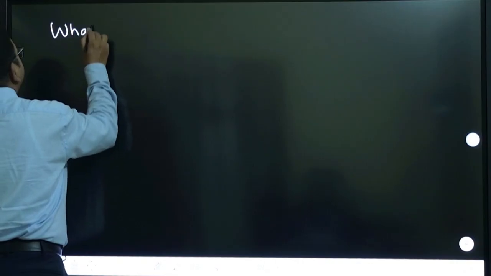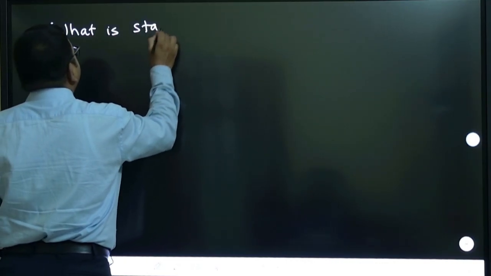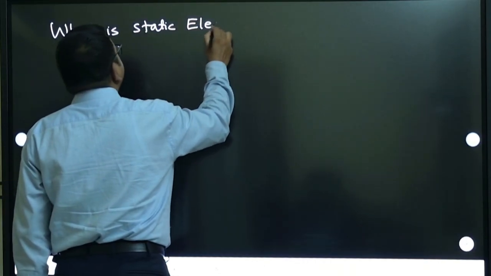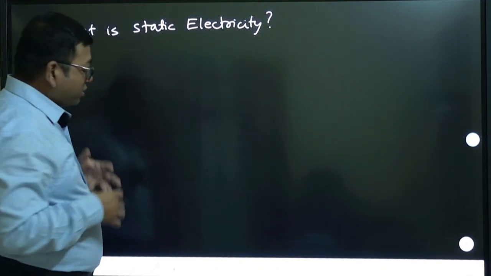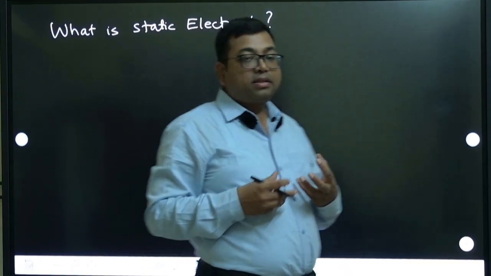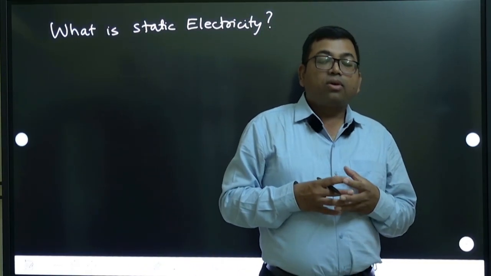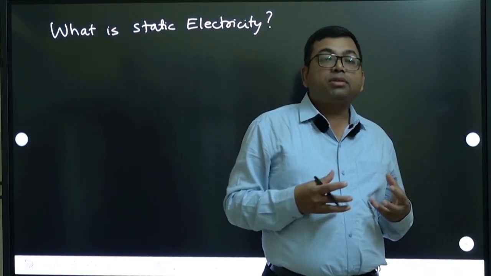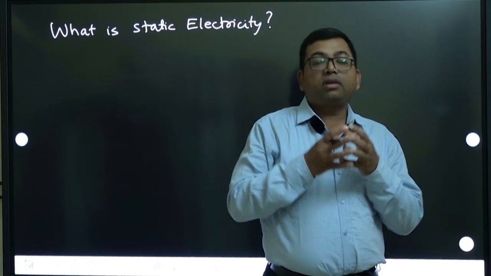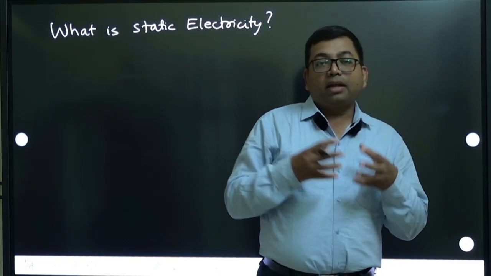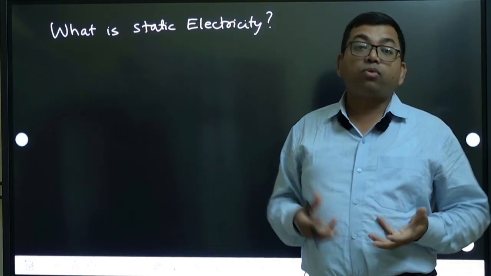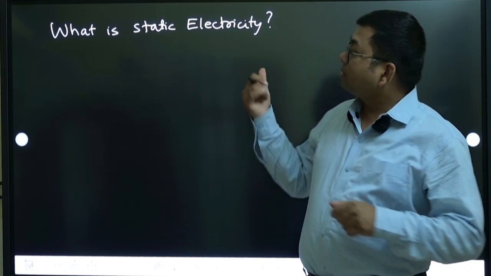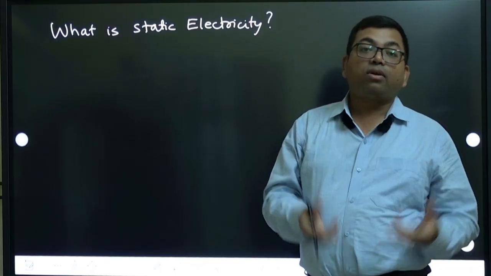So the first question is, what is static electricity? Static electricity means it is the accumulation of charges on the surface of two bodies, right? Suppose two bodies somehow get some charges, that phenomenon is static electricity. And note that the charges should not be moving. That is why the term is static. Static means charges are not moving.